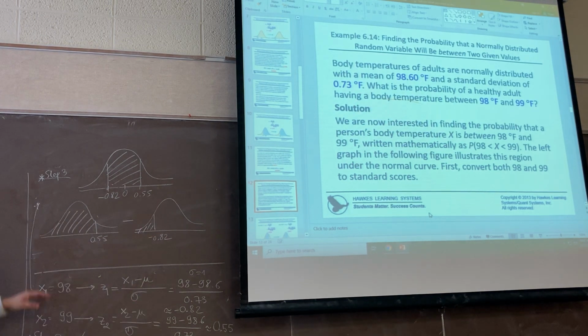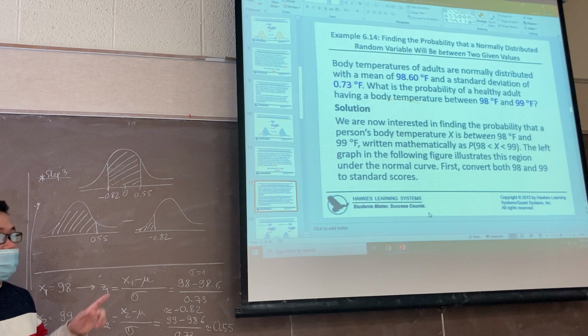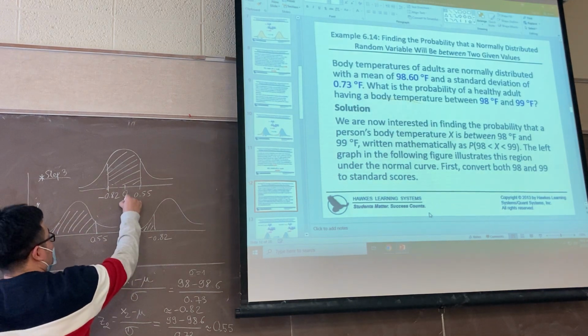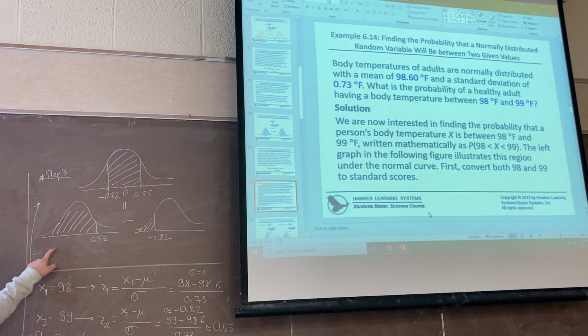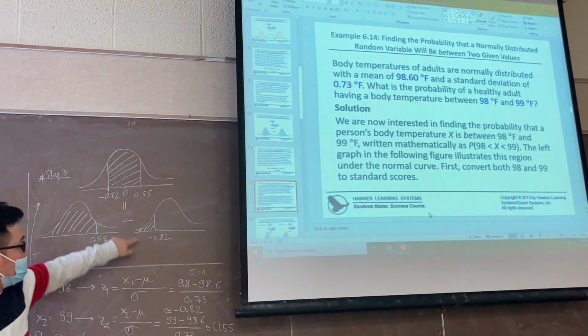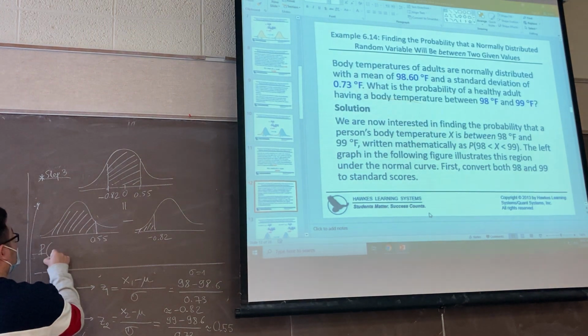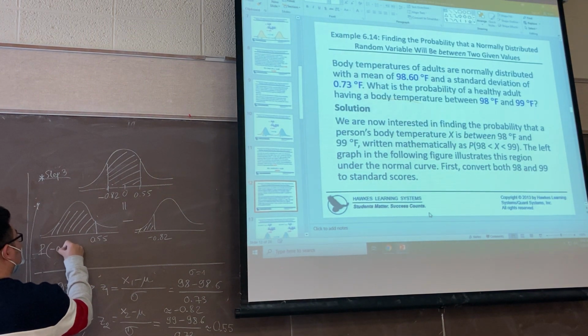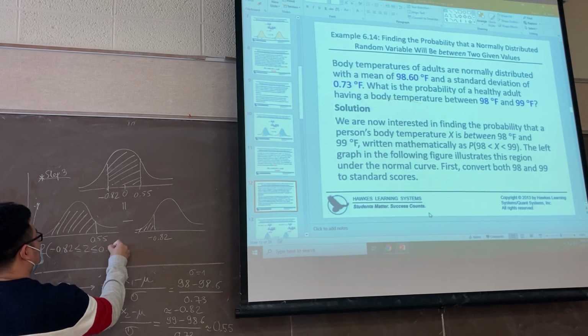Okay, if I calculate the area of this region and calculate the area of this region and make the difference between them, I will find the area of these regions. Is it clear, guys? So now you need to find the area of these regions, and the probabilities of z between these numbers.